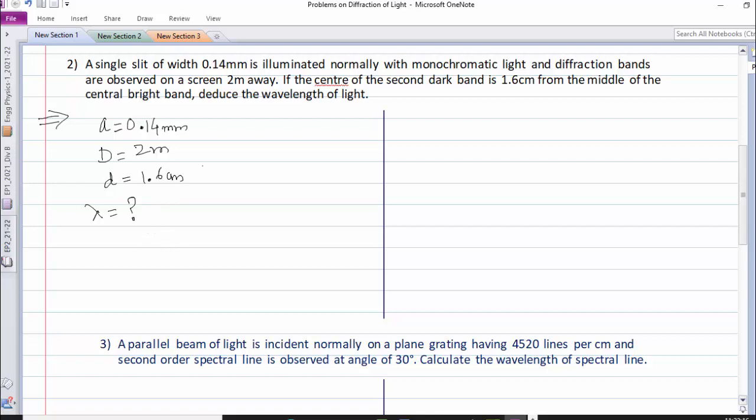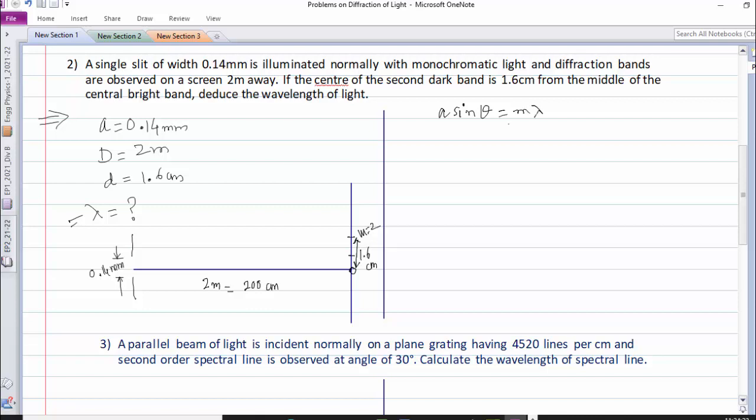The same thing mentioned in the problem can be put in the form of a picture like this: there is a slit, and we have to find out the wavelength. For the dark band in case of single slit, we know that the condition is a sine theta equals m times wavelength. As we are interested in finding the wavelength, the formula will change to this. So a is required, sine of theta, the angle of diffraction, is required, and m is also required. Here m is given. You can see the second dark band, so write down m equal to 2.